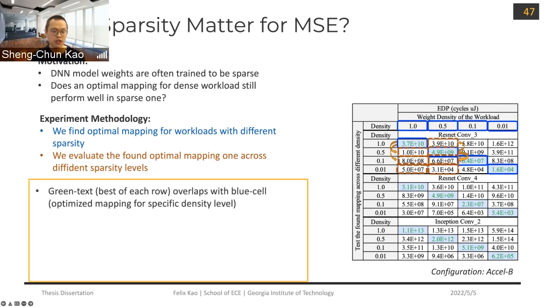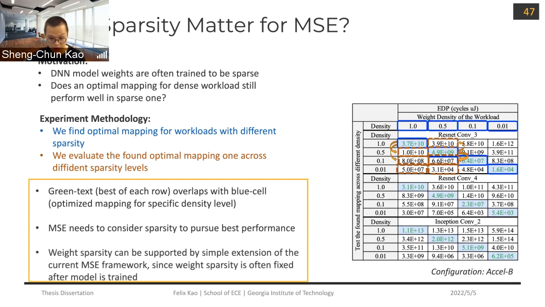Also, for each row, we mark the best performance one, the lower EDP one, with green text. First, we can see that the green text actually overlaps with the blue cell. What it means is that the best performance always happens when we search a specific mapping for that density. So we can tell that MSE does need to consider sparsity if we want to pursue the best possible performance. And finally, in this case study, we are considering weight sparsity because of model pruning.